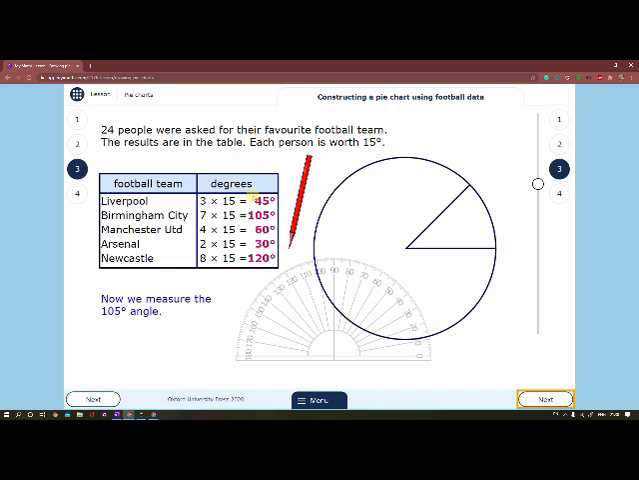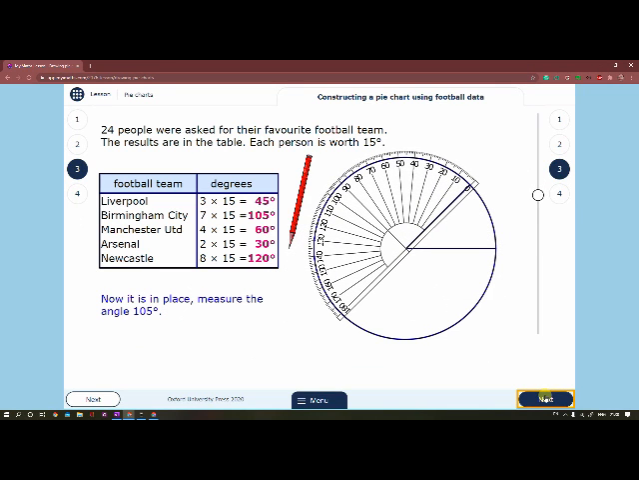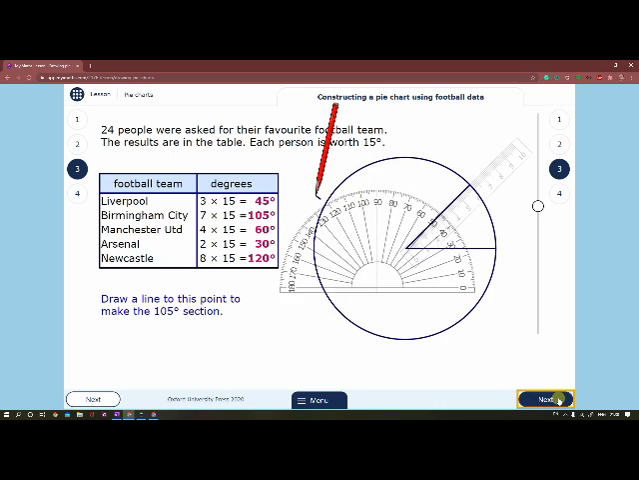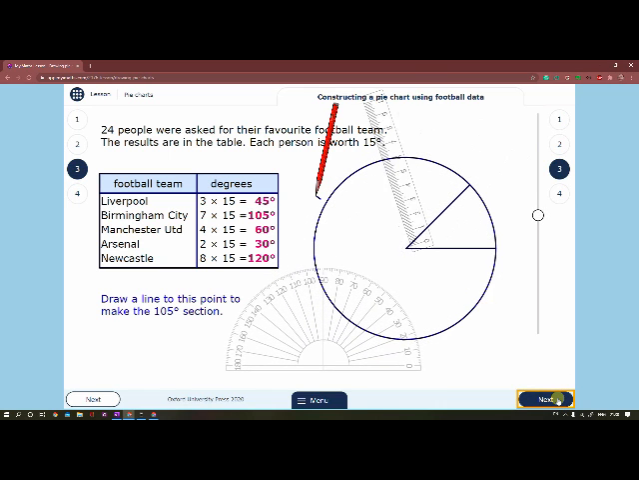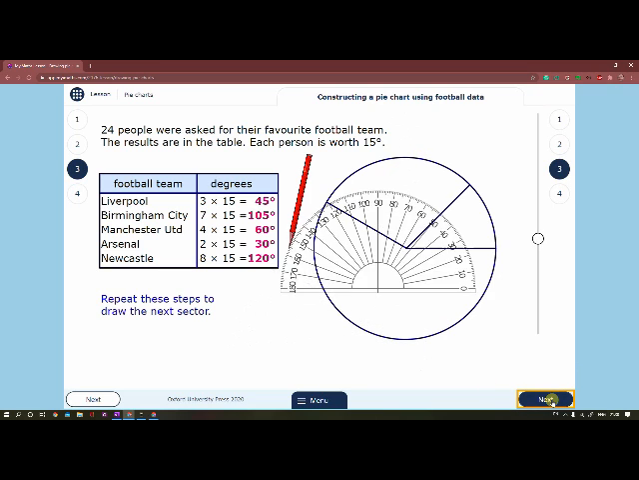So next up, what angle we need is 105. So you put the protractor down, put the 0 along the last line, measure 105 degrees. There's a mark around there. Remember to keep counting up in the 5s. And then from the centre, turn your ruler and connect it through. And at this point, I would label that, put a spike out and label that Birmingham.